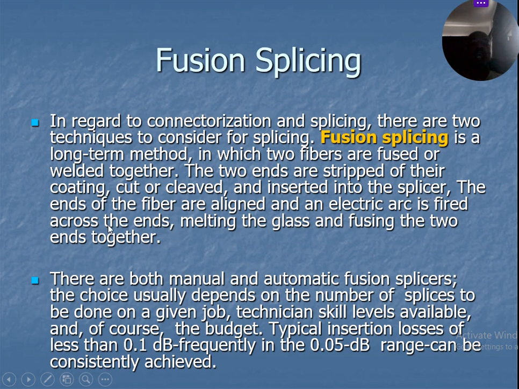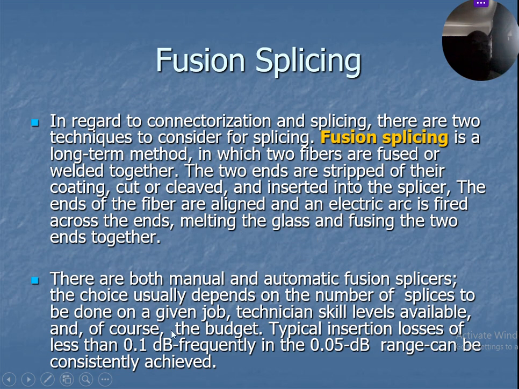Now the ends of the fiber are aligned and the electric arc is fired across the ends, melting the glass and fusing the two ends of the wires together. So this method, if it's well done, is usually a better one, because there will be no air gap between the cores of the two optical fiber cables.